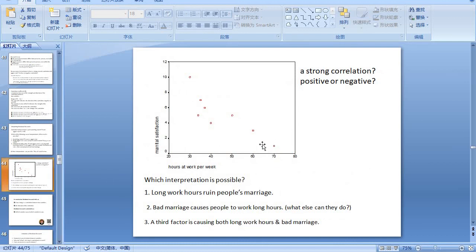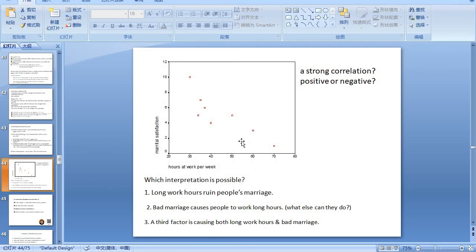Still another example on correlation research. Your research question is about the relation between overwork and the quality of marital relations. You suspect that people who work long hours tend to have poor marriages. In other words, there's a negative correlation between how many hours you work per week and your marital satisfaction, your satisfaction with your marriage. So you do the research.